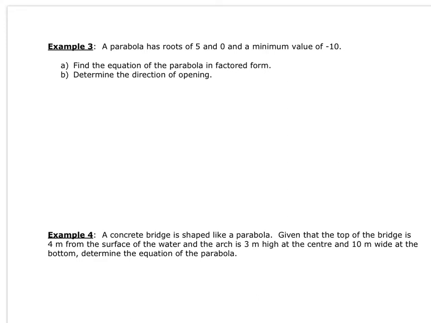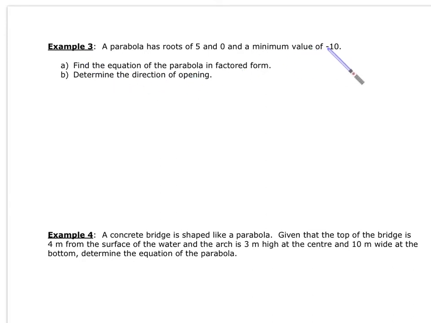This problem is exactly like the one that we just did, so try this one on your own. Pause the video and check your answer. Alright, so we're given the zeros, 5 and 0. We have a minimum value of negative 10. We'll figure out what that means in a second. Find the equation of the parabola in factored form and determine the direction of opening.